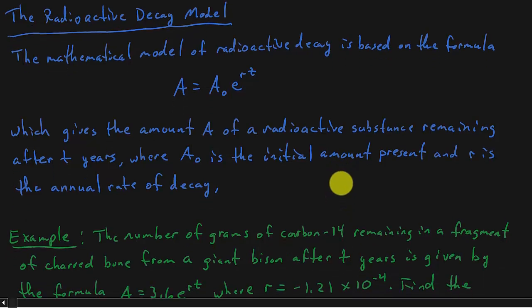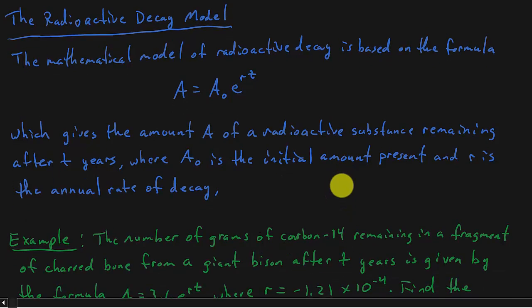All right, this is the last one. I bet you're glad. Okay. But just think how much smarter you're going to be after this video. All right. So it says the radioactive decay model. It says the mathematical model of radioactive decay is based on the formula A equals A0 times e to the RT, which gives the amount A of a radioactive substance remaining after T years, where A0 is the initial amount present and R is the annual rate of decay.